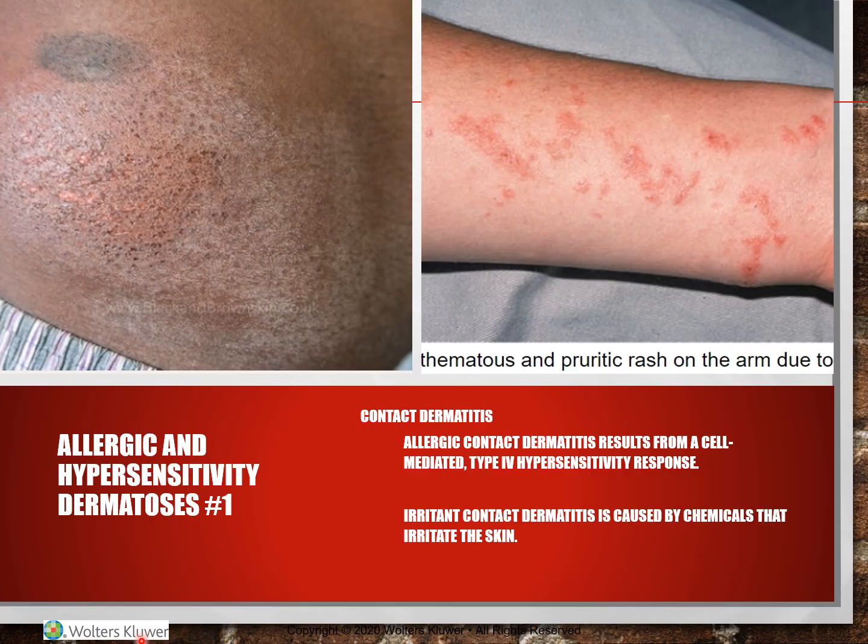The other type of hypersensitivity dermatitis is irritant contact dermatitis. These are usually caused by chemicals that directly come in contact with the skin and cause irritation. In this type of dermatitis, there's no allergen identified. We see dryness and erythema, and also things like scaling or fissures, and sometimes vesicles in contact dermatitis.